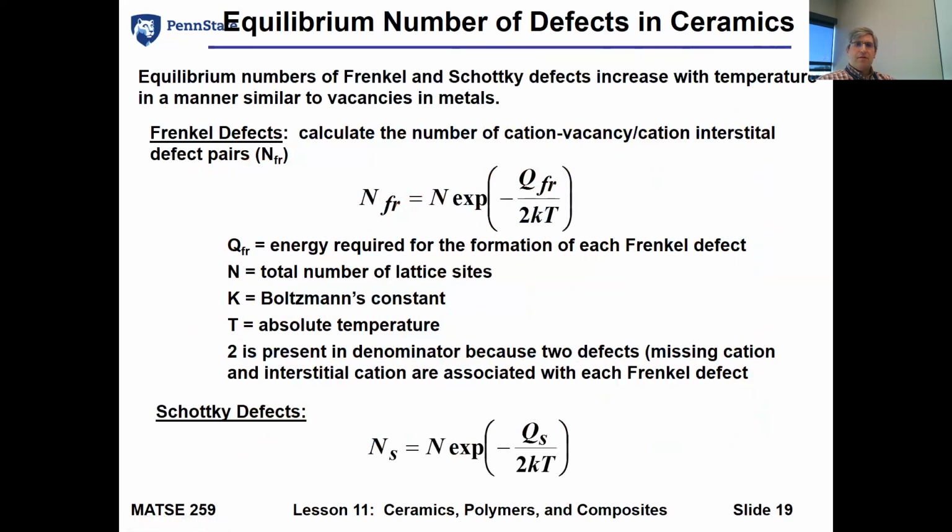Once again, we can use that Arrhenius type relationship to tell us what the equilibrium number of defects would be as a function of temperature. Very similar to vacancies, very similar to diffusion. Still using this exponential of the negative activation energy over kT. The 2 is here because we have 2 defects, but it's that same type of relationship that we have seen in the past. And T is absolute temperature, so remember to always keep T in units of Kelvin. So we have these different types of defects that we can work with, and that gives us the background on the structure of ceramics.